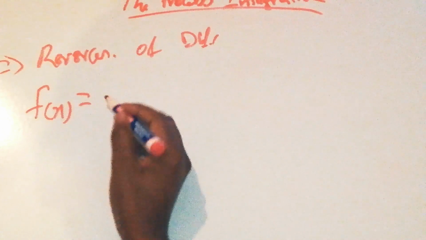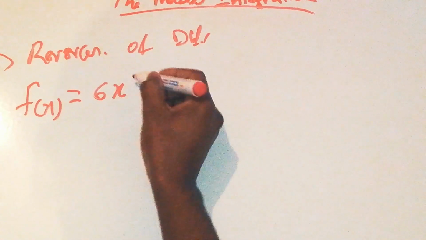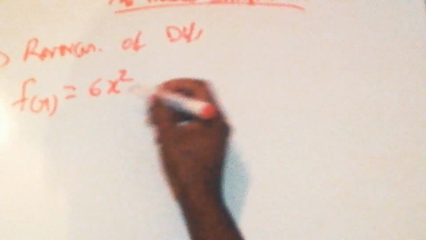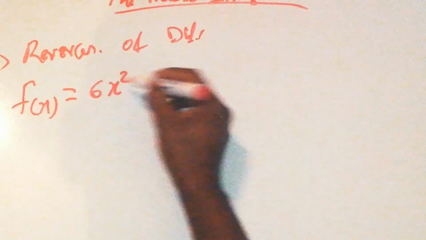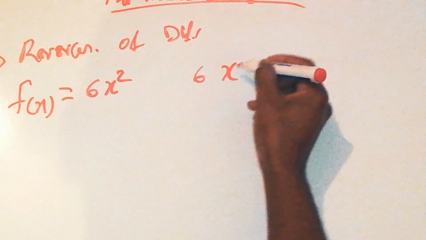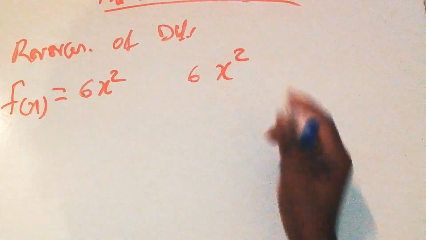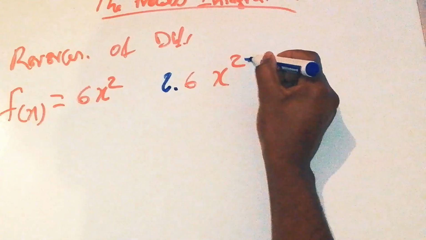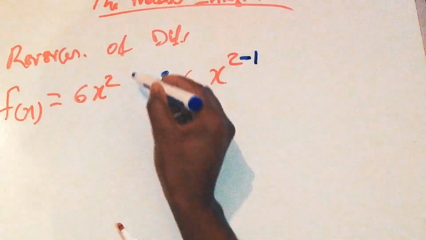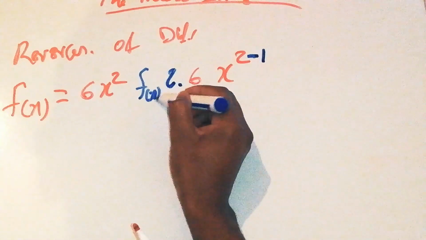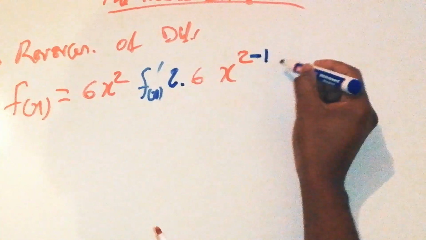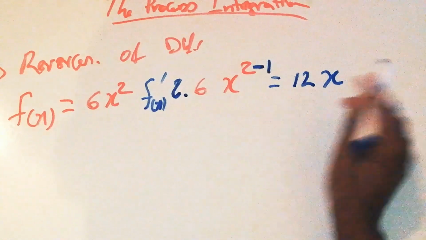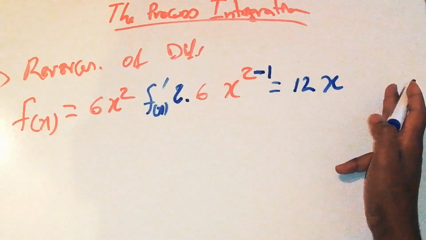The function is 6x squared. In differentiation, what we do is we take the exponent, 2, and bring it down here. Alright? And then we subtract 1 from the exponent. So what we're finding there is f'(x), which gives me 12x. This is what we do in differentiation, right?